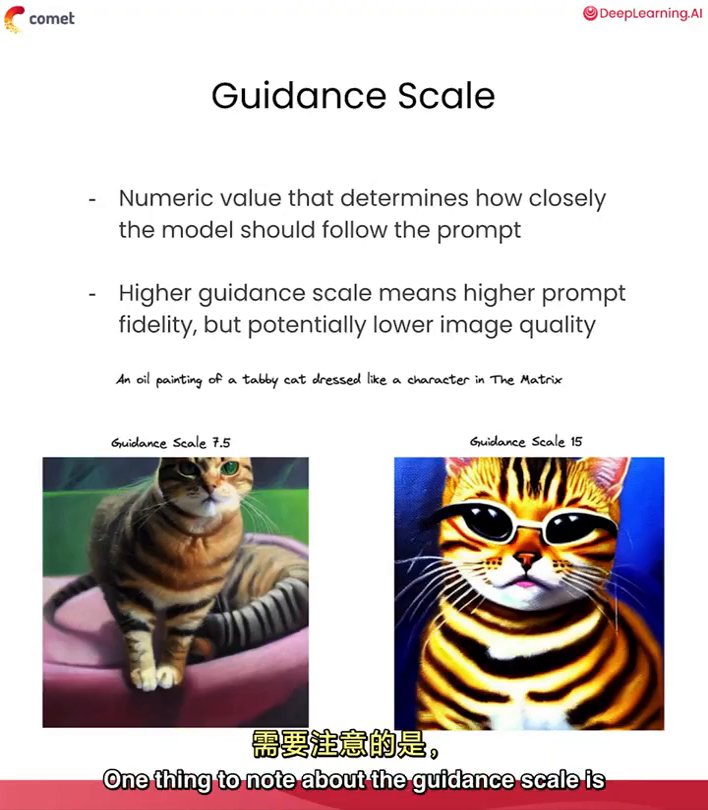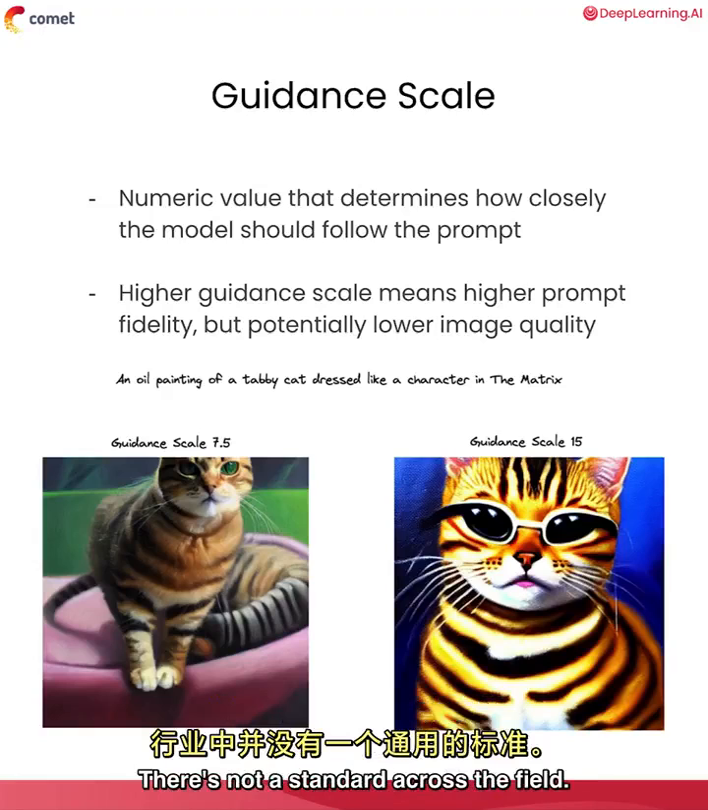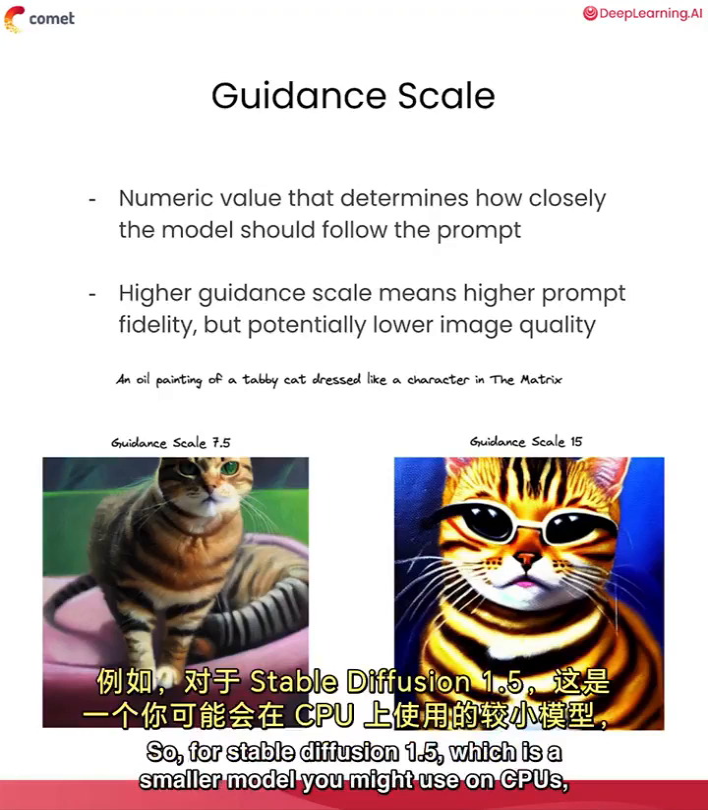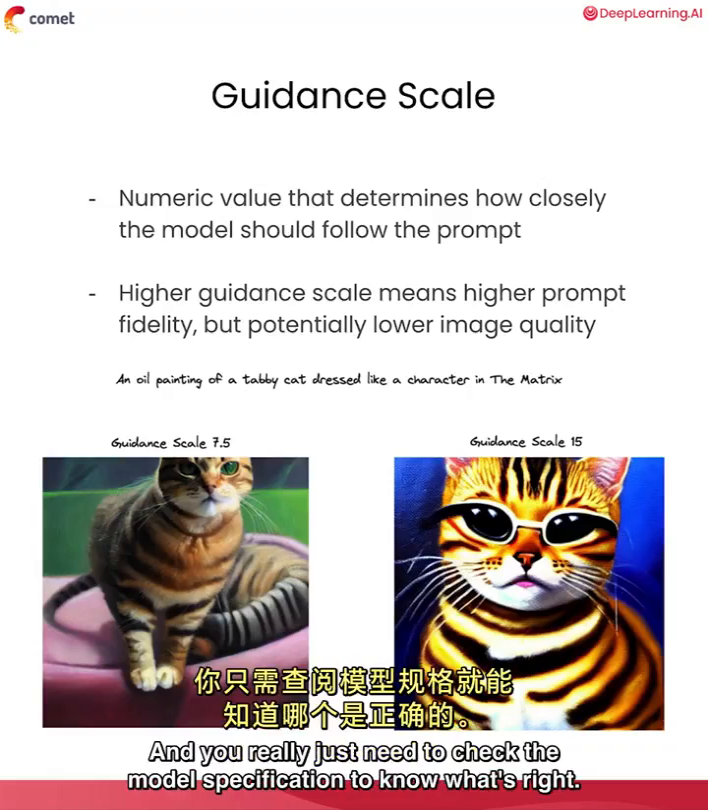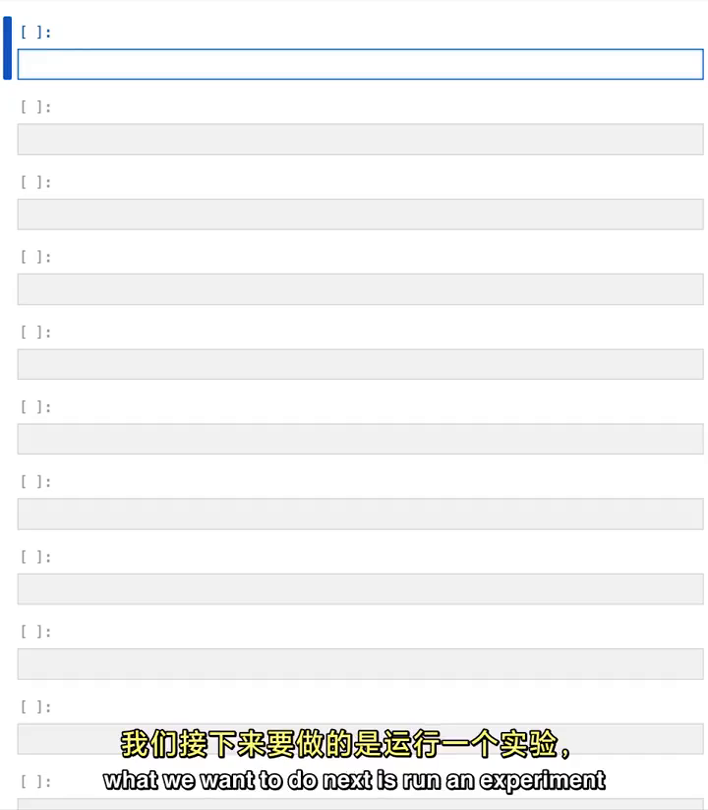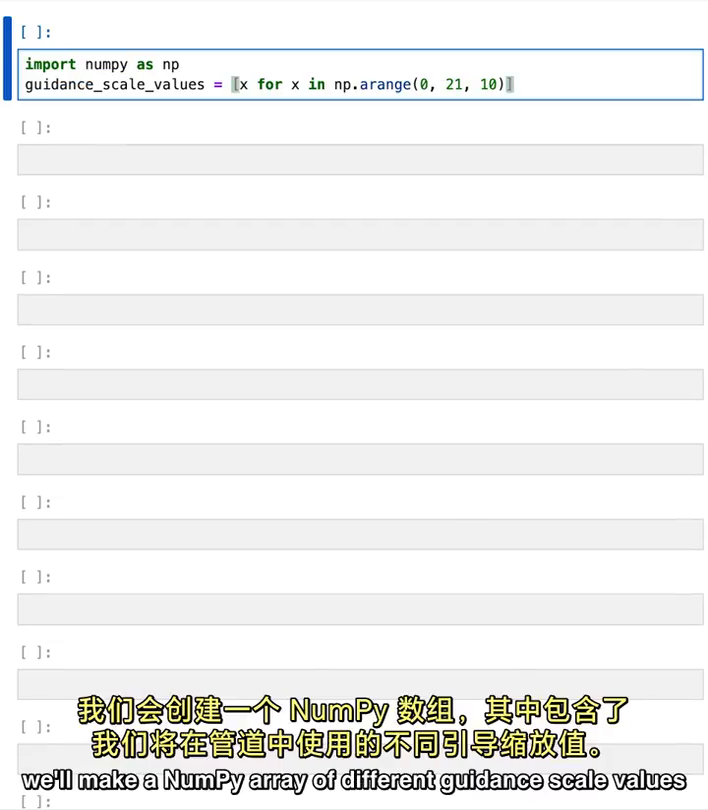One thing to note about the guidance scale is that the default is going to be different for each diffusion model. There's not a standard across the field. So, for Stable Diffusion 1.5, which is a smaller model you might use on CPUs, 7.5 is the default value. For other models, it's 5, for other models, it's 1, and you really just need to check the model specifications to know what's right. Returning to our code, what we want to do next is run an experiment where we try several different guidance scale values. To start, we'll make a NumPy array of different guidance scale values we'll use in our pipeline.